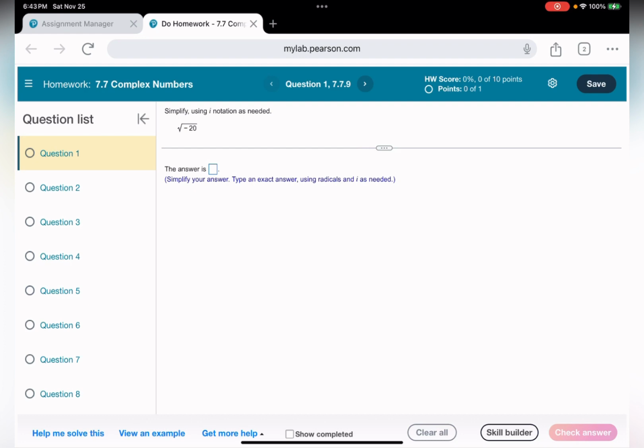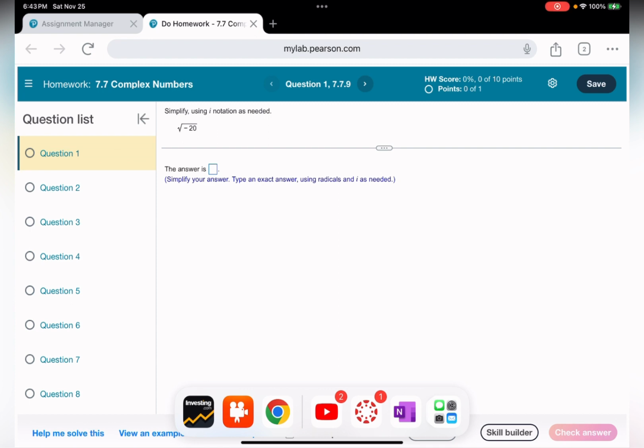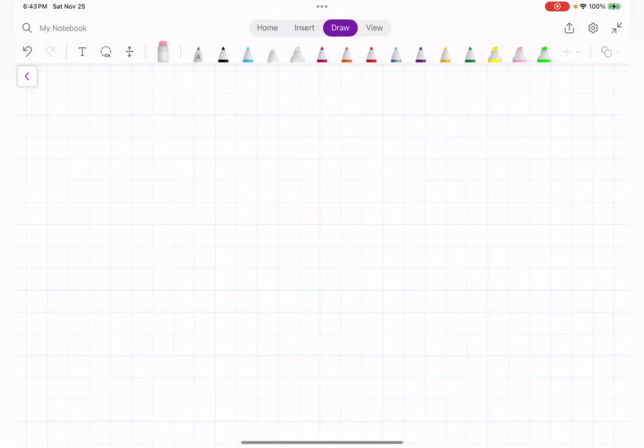Okay, we're going to work on homework 7.7 complex numbers. So, what are complex numbers? Those are what we call imaginary numbers, and they are created for solving problems where we have a negative number under a square root.